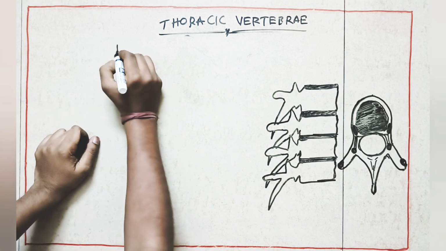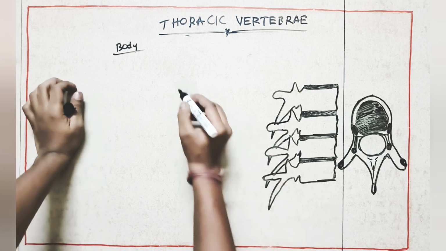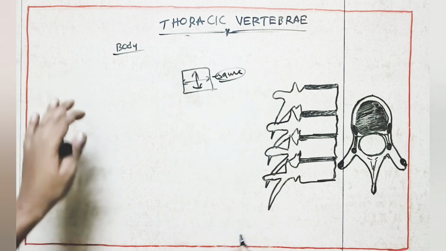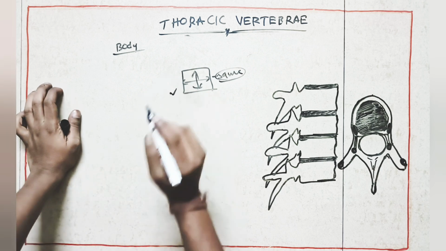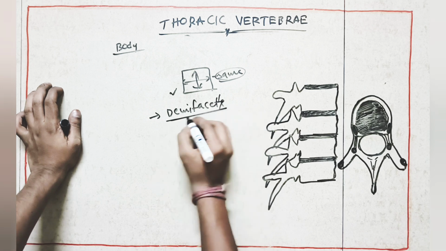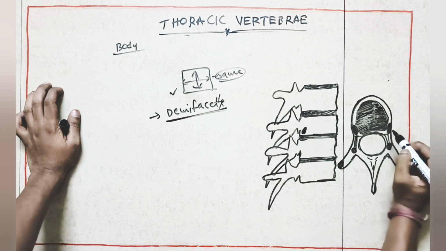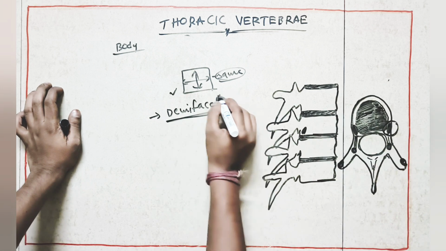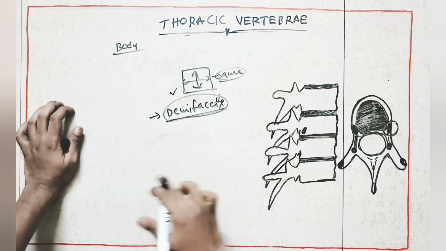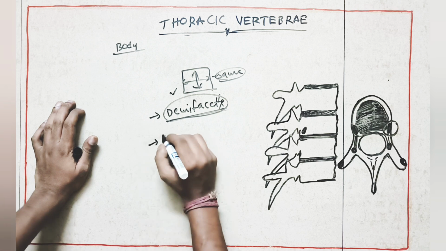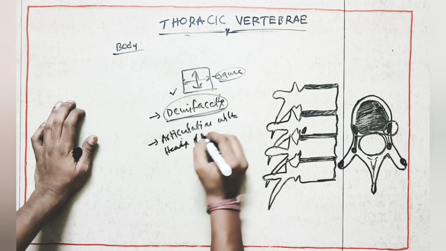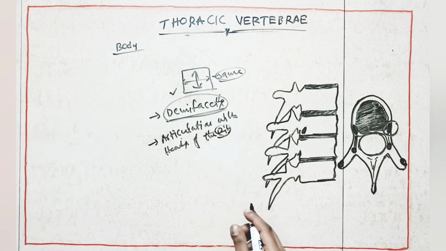If we come to the body of the vertebra, the transverse diameter and anteroposterior diameter will be the same. At the same time, there is one special feature, the demifacet. Demifacets will be present on the body. What is the use of these demifacets? These demifacets are there for articulation with the heads of the ribs.